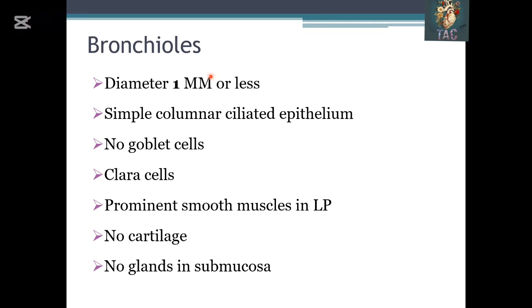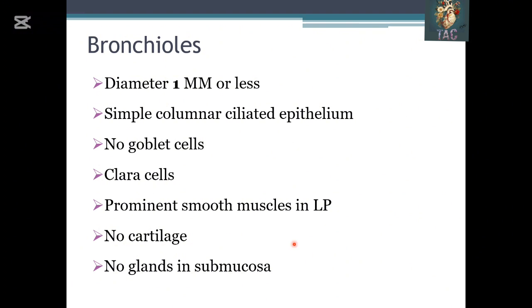Now moving on to the level of the bronchioles, this is a very important MCQ, that when the diameter becomes 1 millimeter or less, it is the bronchiole. It is lined by the simple columnar ciliated epithelium. There are no goblet cells. This is another MCQ. Clara cells first appear at these levels. There are prominent smooth muscle cells in the lamina propria. There is no cartilage and no glands in the submucosa.